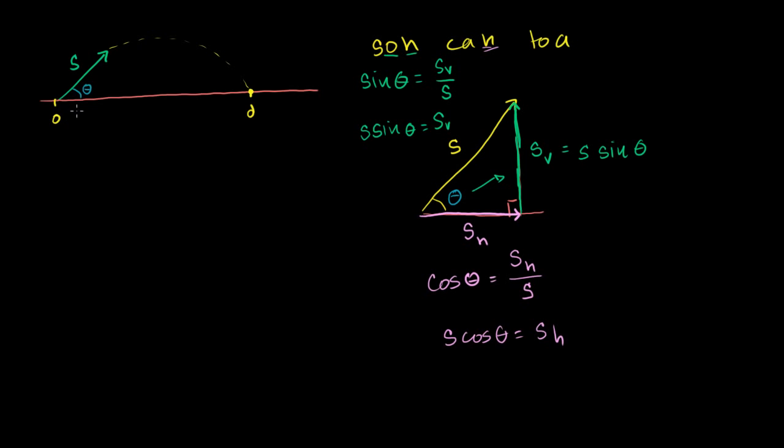So we now know how fast we are traveling in the horizontal direction. We know that that is going to be s cosine of theta. And in the vertical direction, the magnitude is s sine of theta. So now that we've broken it up into the two components, we're ready to figure out how long we're going to be in the air.